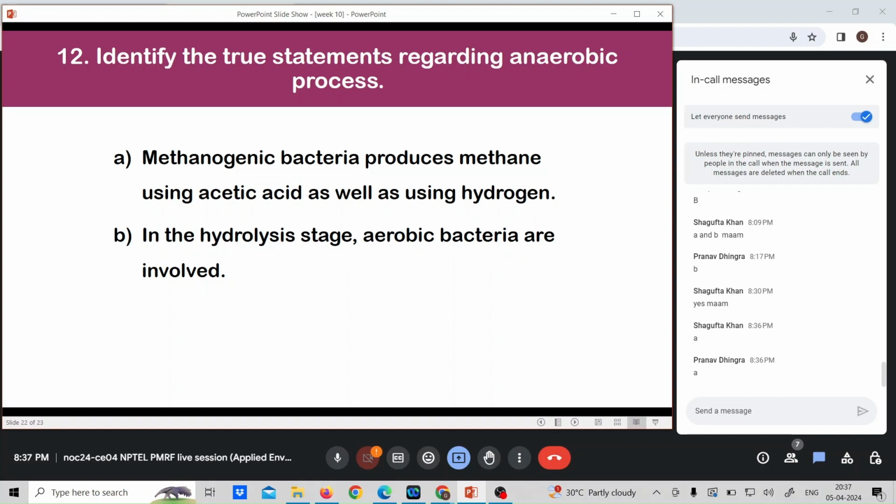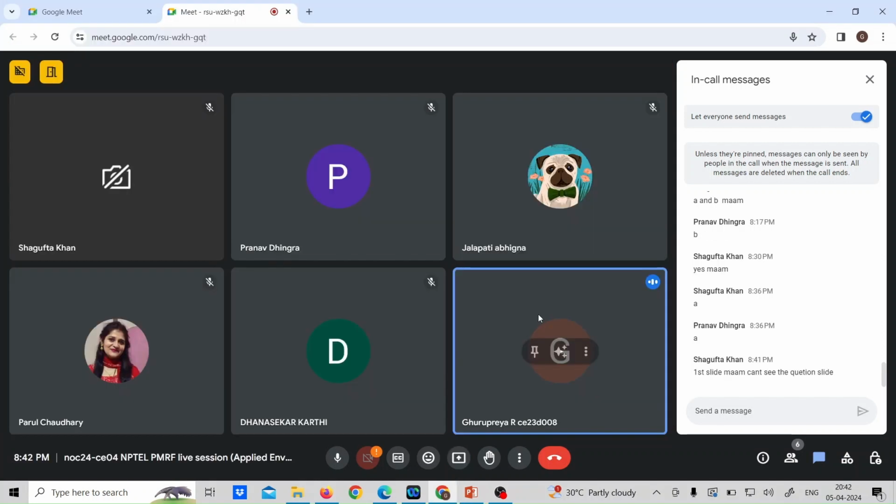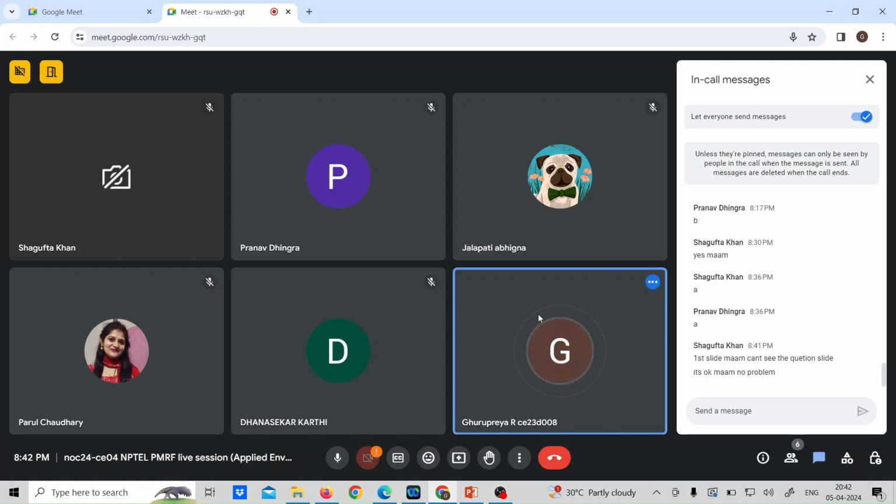Okay, let me put up the answer. There is some issue with this. Let me give only the explanation for this question, and I'll upload this PPT after today's session and also the video. So in the hydrolysis state, what generally happens is there may be some facultative aerobes. They consume the dissolved oxygen in the system and make it completely oxygen deprived. Because some facultative aerobes may be present, that statement is actually true.